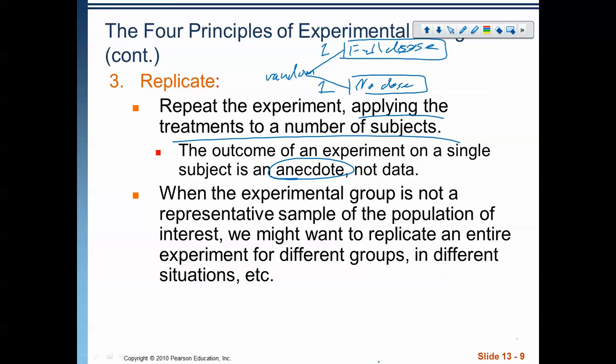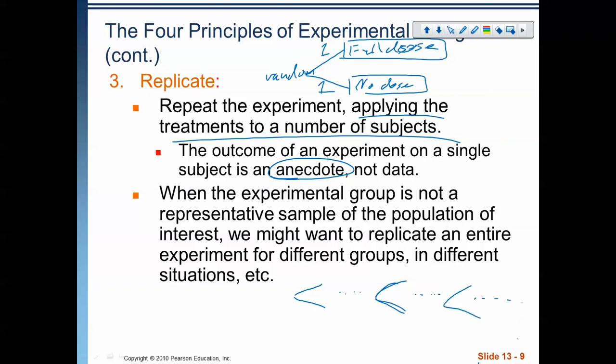When the experimental group is not a representative sample of the population of interest, we might want to replicate an entire experiment for different groups in different situations. So sometimes, instead of just making sure we have multiple people in each one, we might want to redo this experiment like lots and lots of times. This is me making the diagram for this experiment several times.